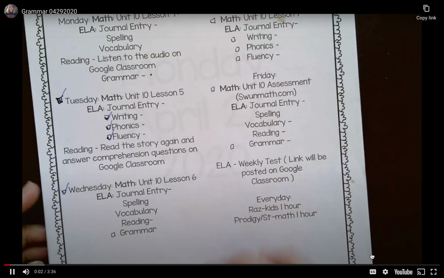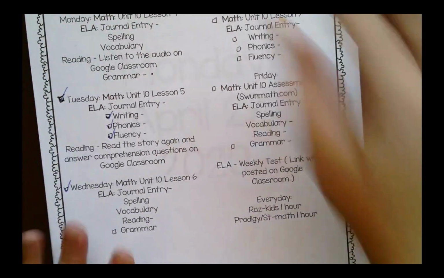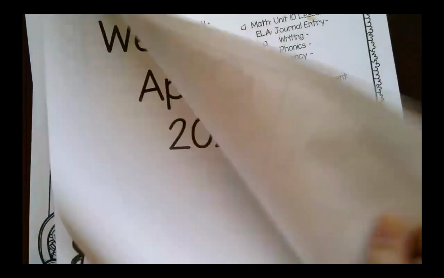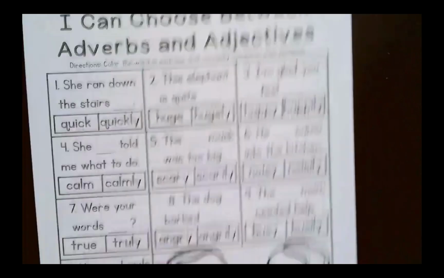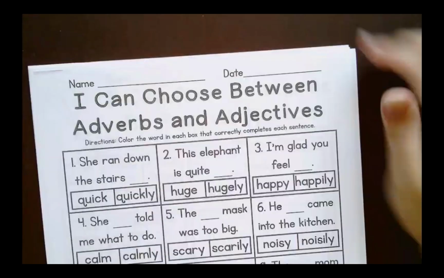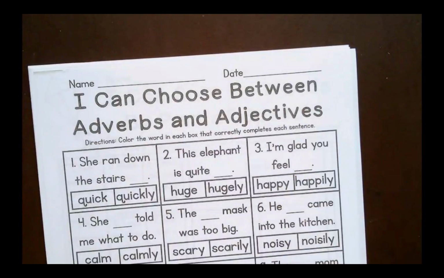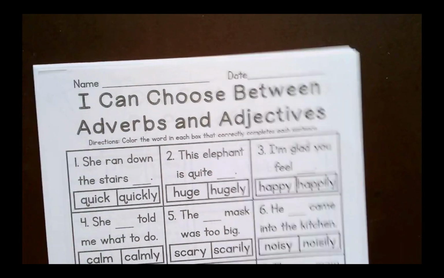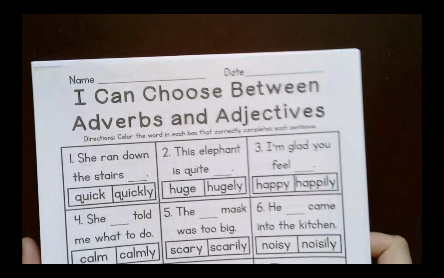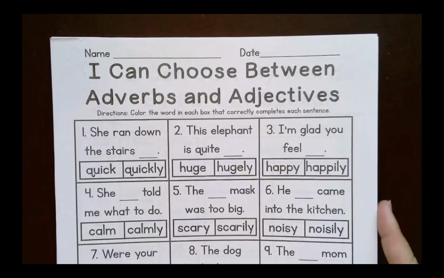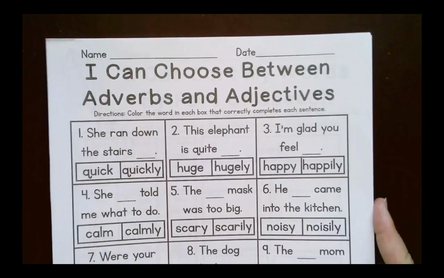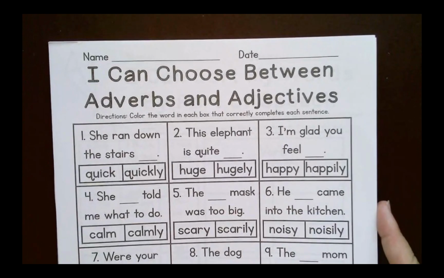So today for our grammar lesson, open up our packets to Wednesday, April 29th. Then keep flipping until you get to this page titled I can choose between adverbs and adjectives. And as we just reviewed, adverbs modify or tell us more about the verbs, what is happening in the sentence, and adjectives tell us more about the noun, who in the sentence, or some person, place, or thing in the sentence.